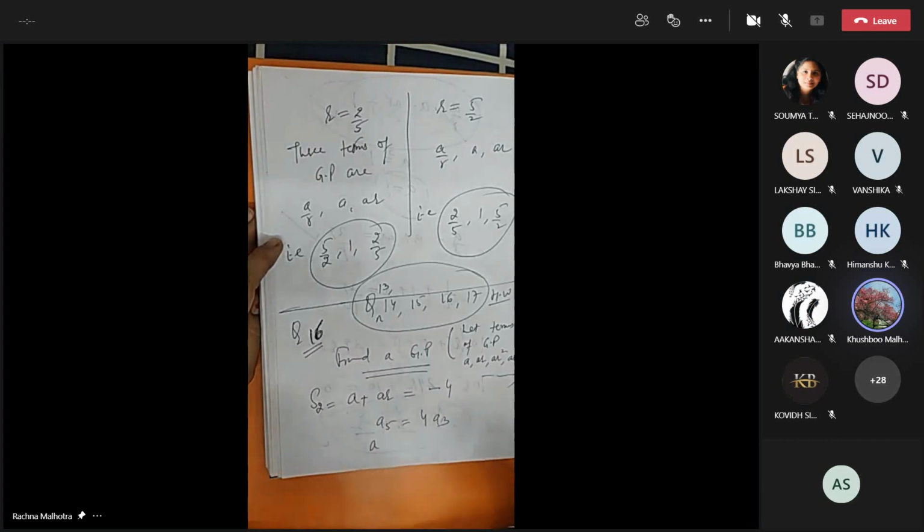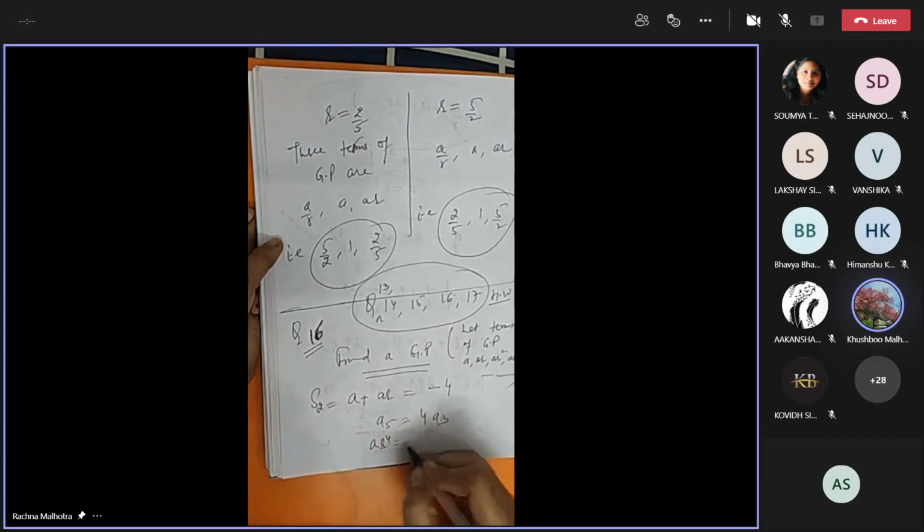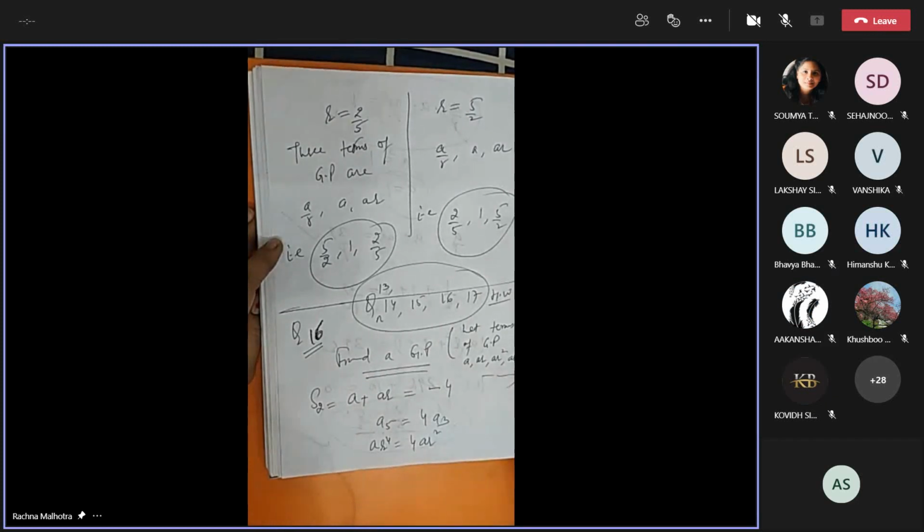A times R raised to the power 4 is the fifth term, and A cube is A into R to the power 2. Now, what is the question? Again, I'm repeating the question. Find a GP. So what are the terms of a GP?